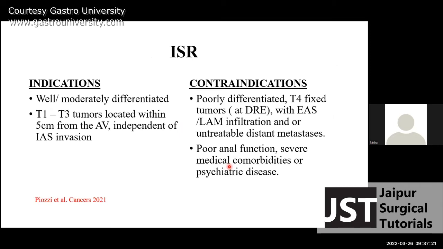The indications for intersphincteric resection are well and moderately differentiated tumors, preferably T1 and T2, and T3 only after neoadjuvant chemoradiotherapy, wherein the tumor has been downstaged and is away from the external anal sphincter. Contraindications remain poorly differentiated tumors, T4 fixed tumors with invasion into the external anal sphincter or levator ani infiltration, untreatable distant metastasis, and those individuals with very poor anal function. It's better to do an APR in those individuals rather than go in for an intersphincteric resection.